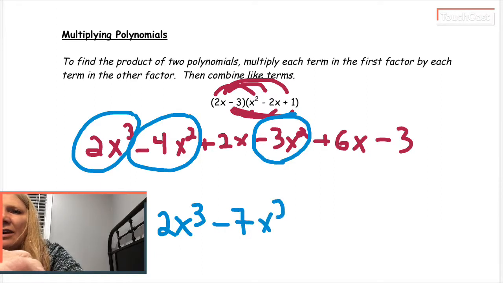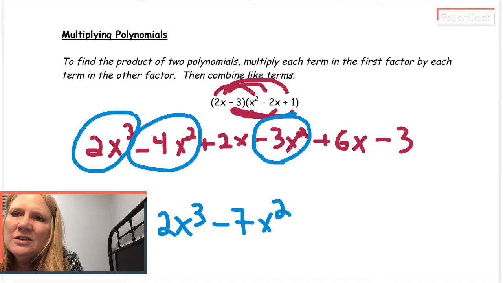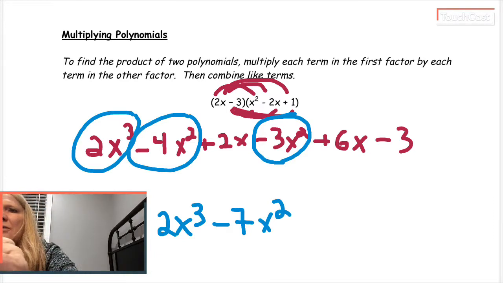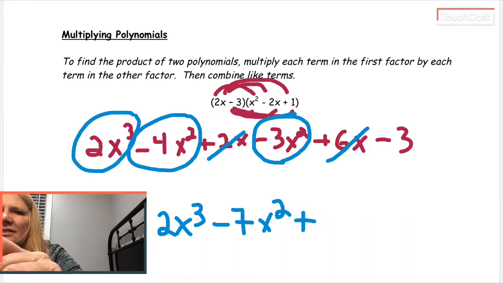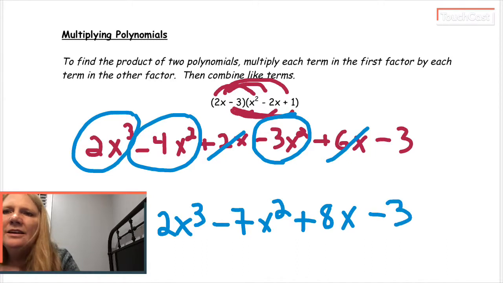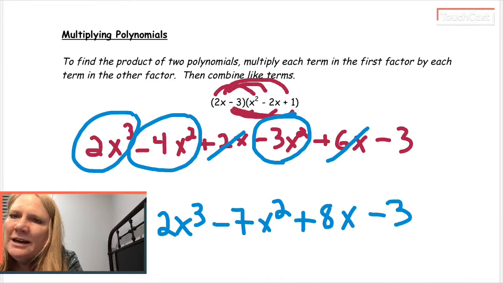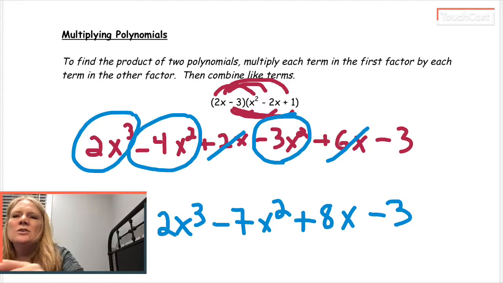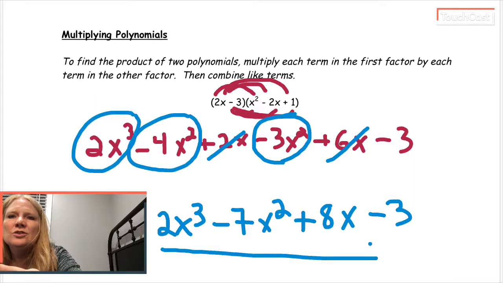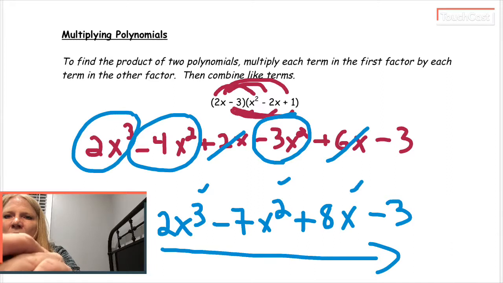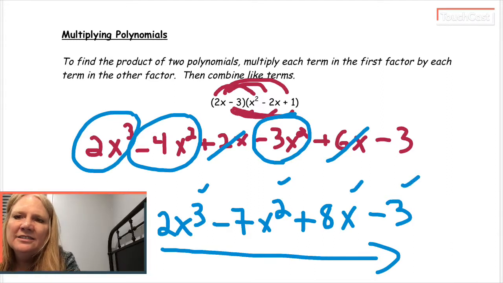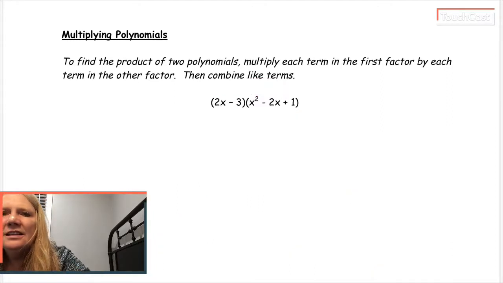So the only thing that we're adding, remember, are the coefficients of the like terms. We have a positive 2x and a positive 6x. So that is positive 8x, and then we have a negative 3. And so we've combined all of our like terms, and also notice that they're in descending order in terms of the exponent. 3, then the 2, then 1, then the constant at the end. Okay? Let's look at the next example.